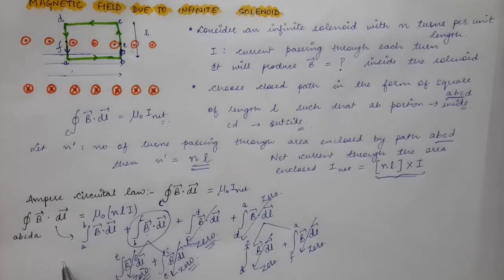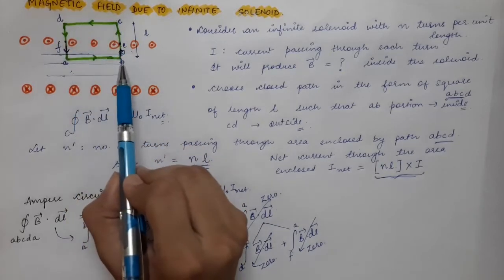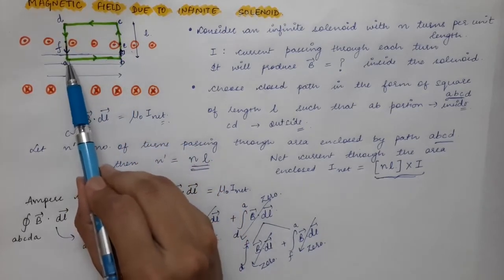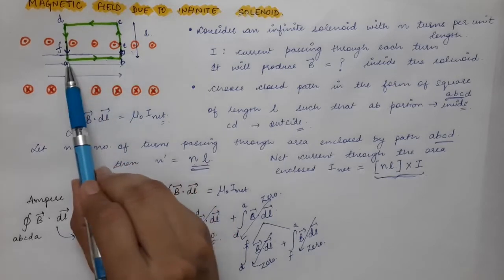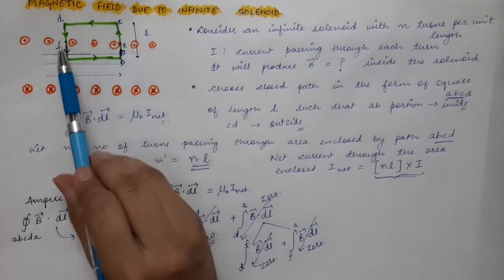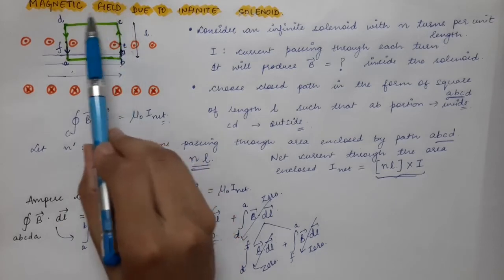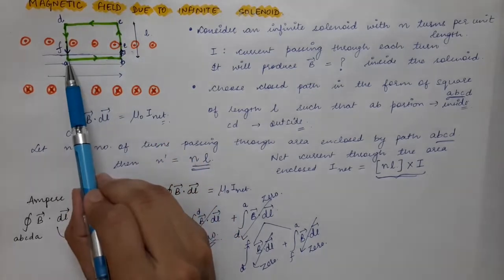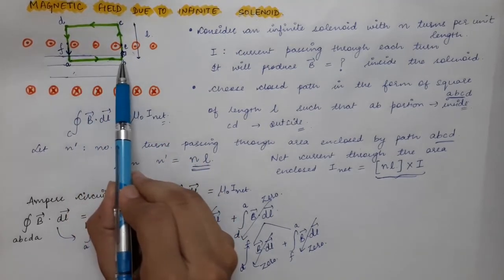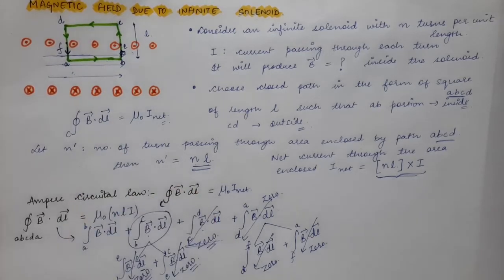So what are we left with? When you are doing the line integral over this closed path, you will just get the open line integral from A to B. So only this line integral will be non-zero. All other line integrals will be equal to 0. So the line integral over this closed path will be just equal to the open line integral of the magnetic field from A to B.